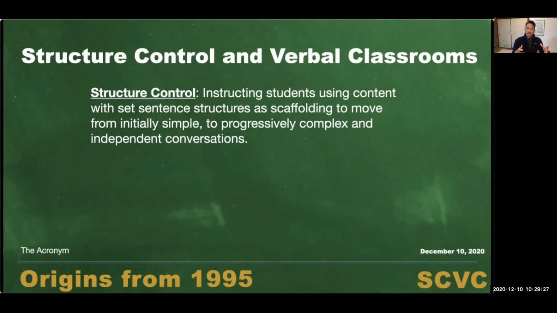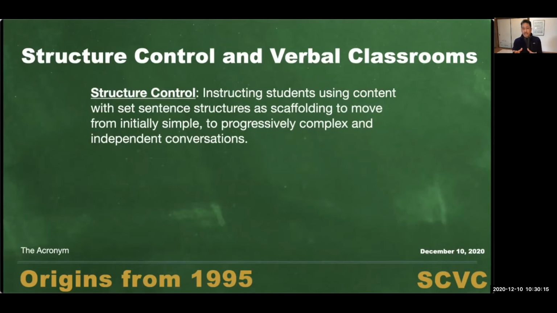The idea is that you're going to be teaching students using these set sentence structures in a scaffolded manner. Now, scaffolding, for those of you who might not know it, is the idea that you're taking one exercise and using that like a step, or as a scaffold, like the painters and people who work on houses. That's where you step to get to a higher level. You take this one structure, you make sure that the students are already used to it and that they understand it. And then you put another scaffold on top of that, so a slightly higher level of exercise, and you just keep going until you get to your goal. And the goal is progressively complex and independent conversations.